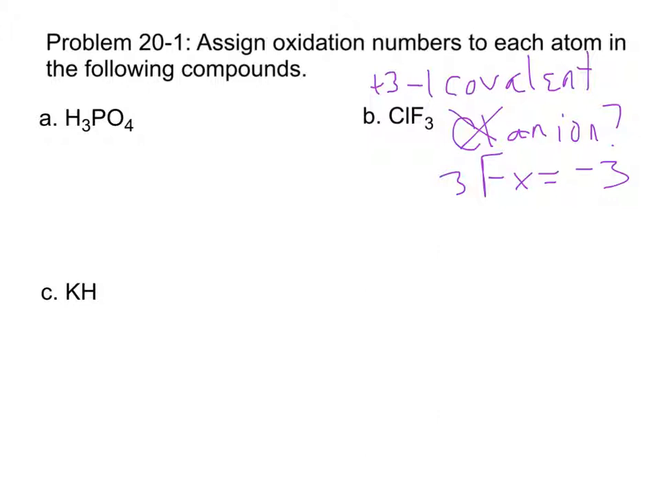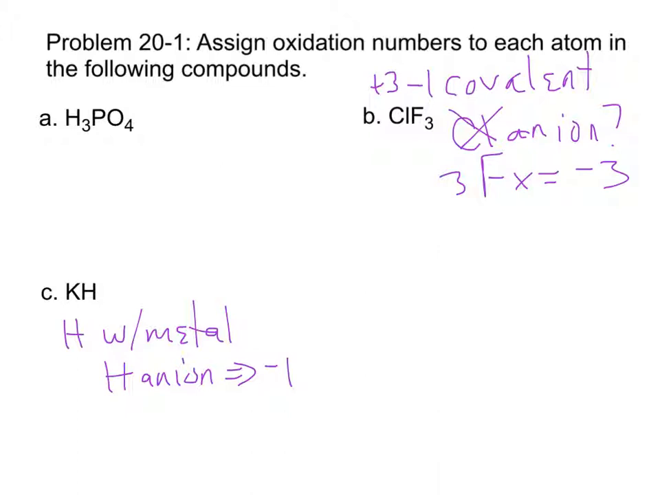So, red group, since you volunteered, which one do you want to do next? Let's do C. C, okay. Tell me about C. Well, it's a hydrogen with a metal, and so the hydrogen would be -1. Okay, so the hydrogen is acting like an anion, so that's going to be -1.